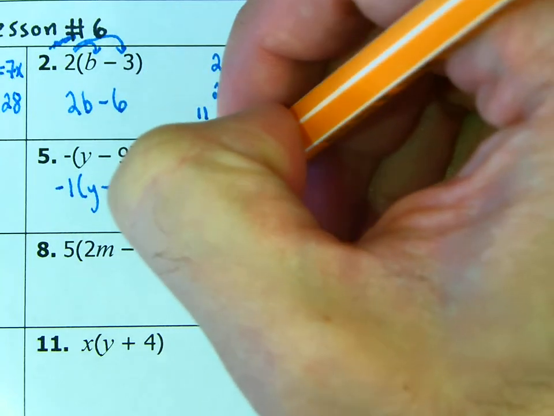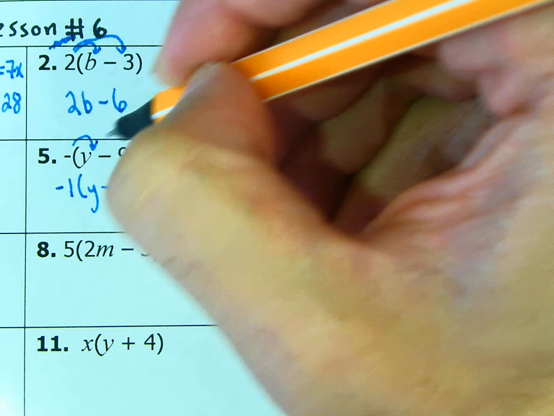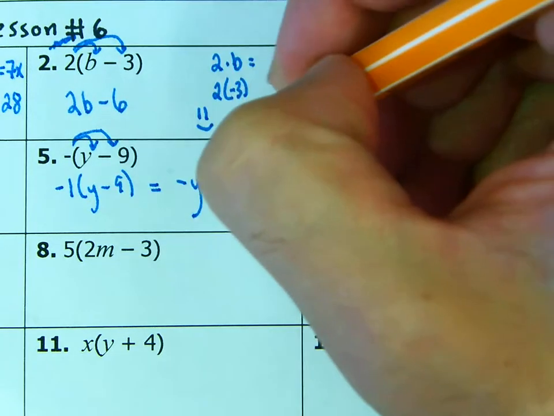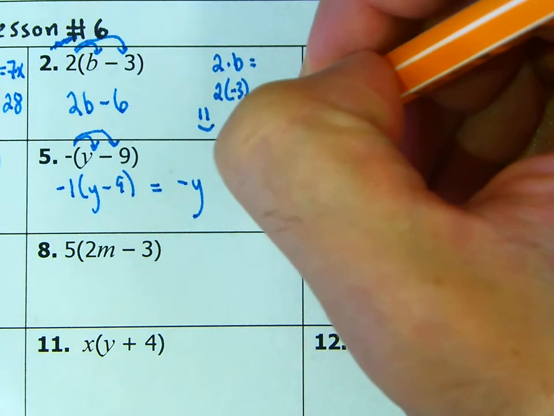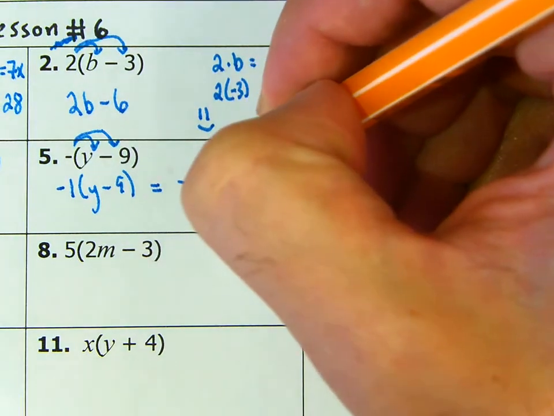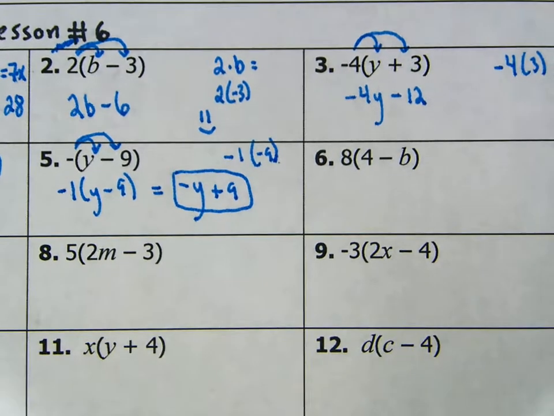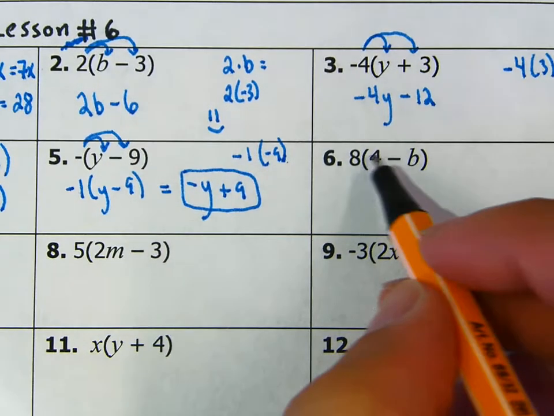So what is negative 1 times y? It's just negative y, right, if I were to distribute this. And what's negative 1 times a negative 9? What is negative 1 times negative 9? That should just be positive 9, right? We're just multiplying the two numbers. Okay. What would this be?